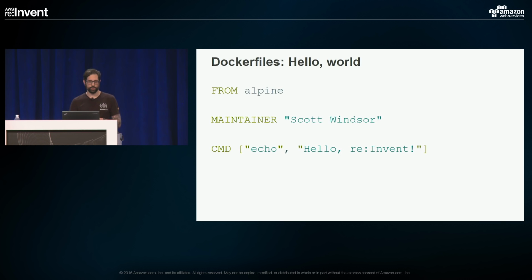So looking at that a little closer, again, we have a FROM line. We have a maintainer line, which is just putting metadata about who owns and runs and manages this image for other developers to see. And then we have an actual command. In this case, it's just echoing hello reinvent.